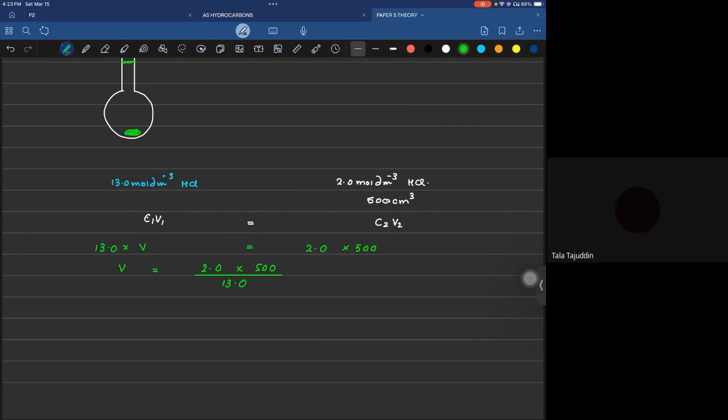Can you tell me an answer? And you are supposed to convert the volume into dm cube, of course. What's the answer?